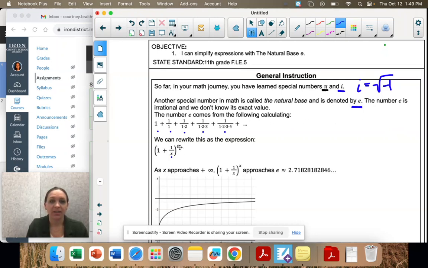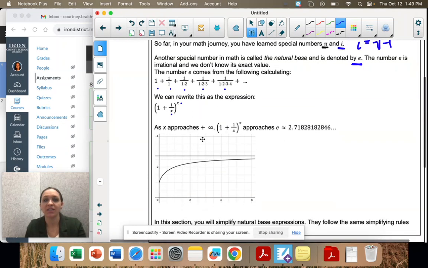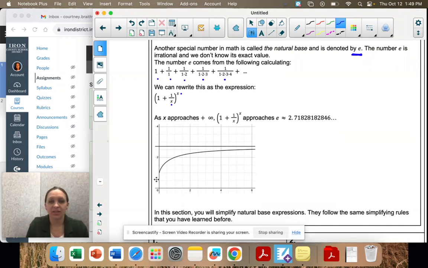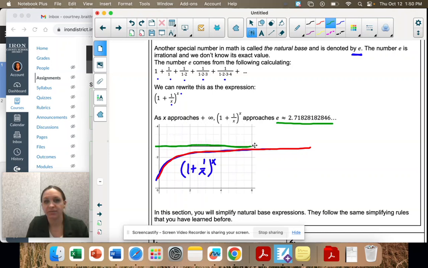So x and x are our variables. We have 1 plus 1 over x to the power of x, which is this line. This line is 1 plus 1 over x to the power of x. And this value, as we add all of these numbers up, just keeps getting closer and closer and closer to a certain number that we're calling E. So this line is E.